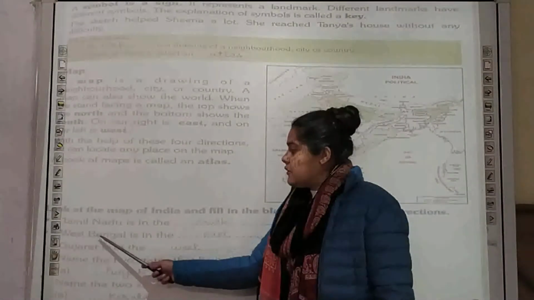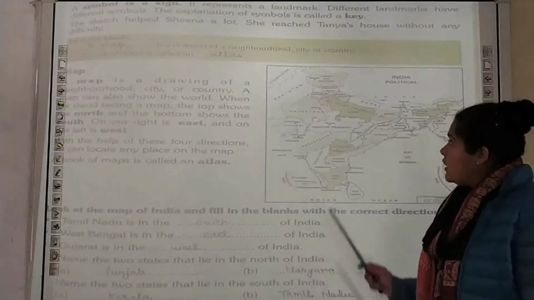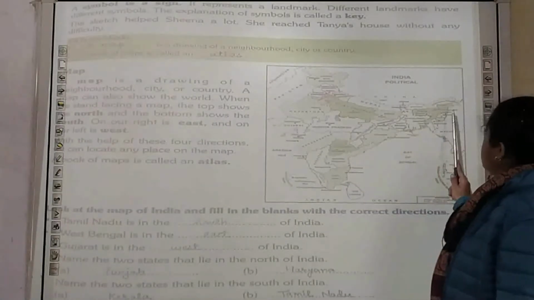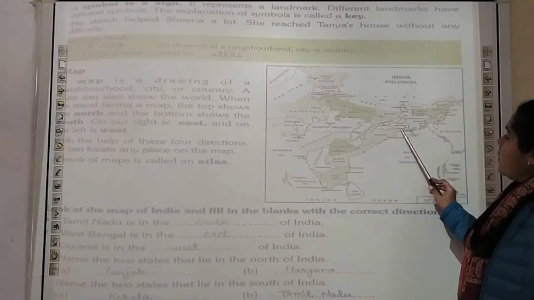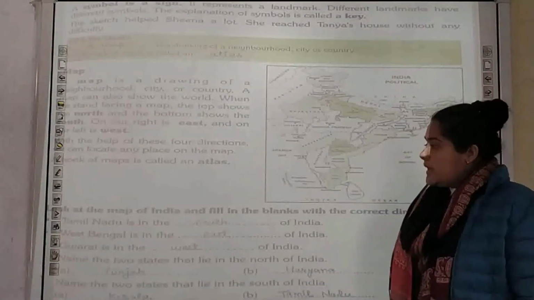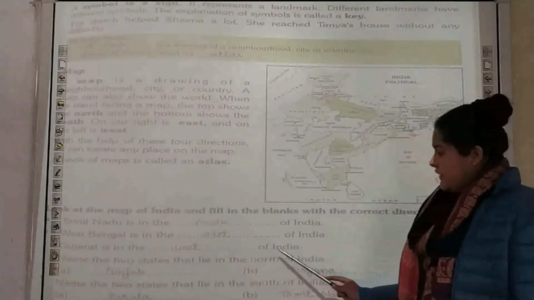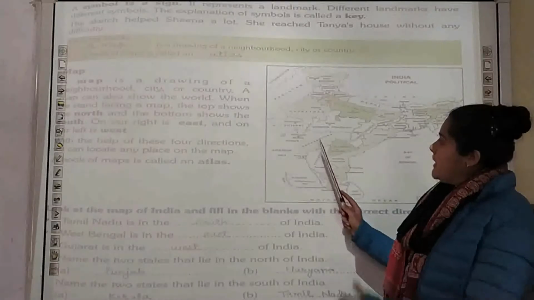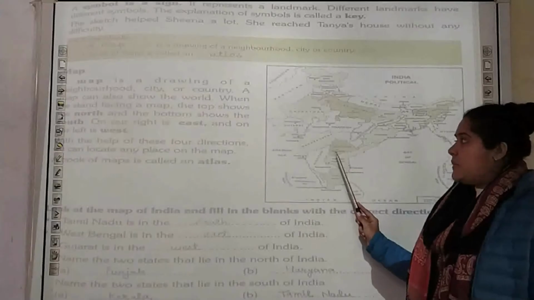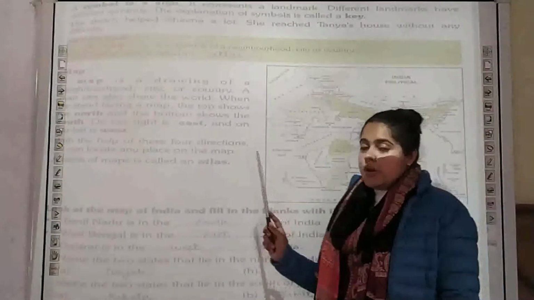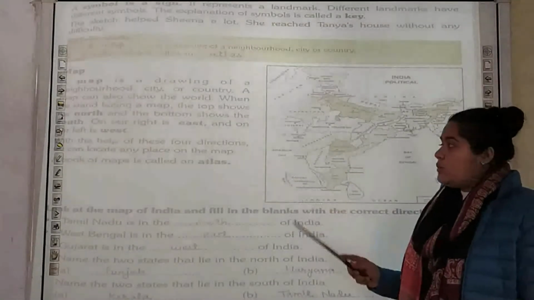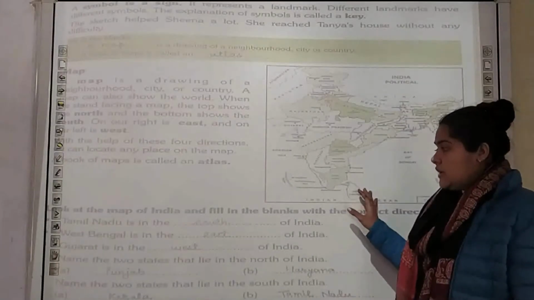Next, West Bengal is in dash of India. First of all you have to find out where West Bengal is. As you can see here, this place is your West Bengal and it is towards your right hand side. So the direction becomes east. The next is Gujarat is in dash of India. If you see here, it is towards your left hand side. So Gujarat is in west direction. You have to remember this, students. This is highly important, that you have to understand which states are in your north, which are in your south, east, or which are located on the west on the Indian map.